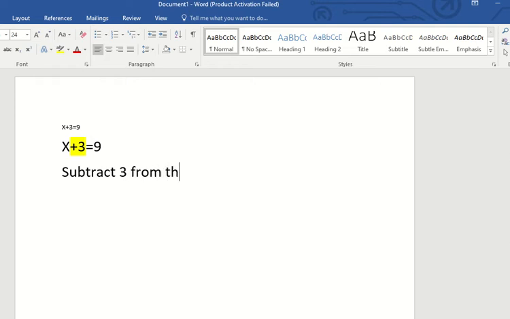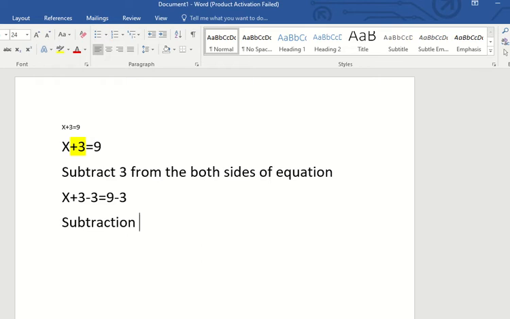We will subtract 3 from both sides of the equation. So we write x plus 3, on this side we write minus 3, and on the other side as well we have written minus 3. Now this is the subtraction property of equality. So its name was the subtraction property of equality.